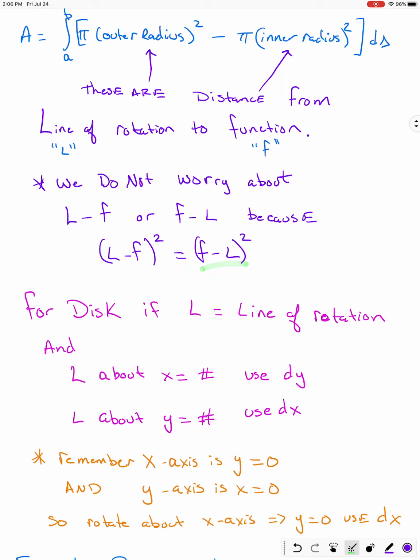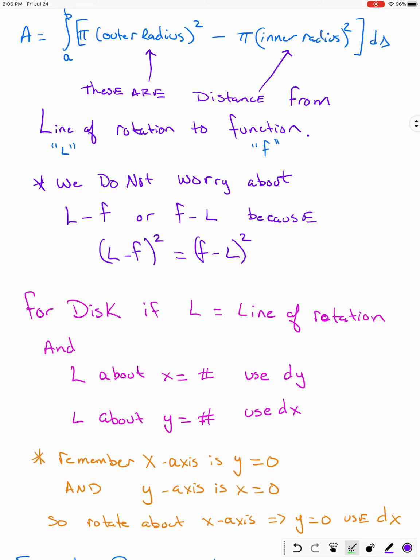Those are equivalent things. Now the reason I point that out is because there are a lot of tutors, a lot of professors, and a lot of books, frankly, who make a huge deal out of whether or not you should use L minus f or you should use f minus L. Doesn't matter when you're using the disk method, because you're going to square them, and that's a distance, right?